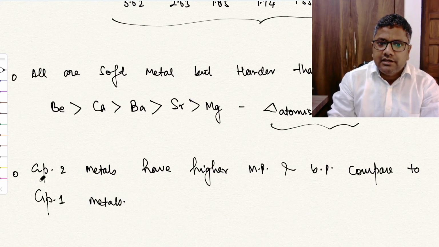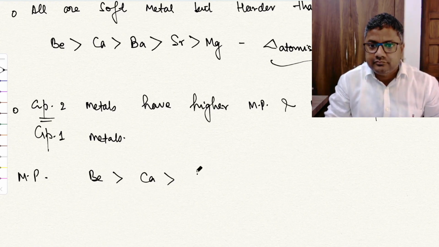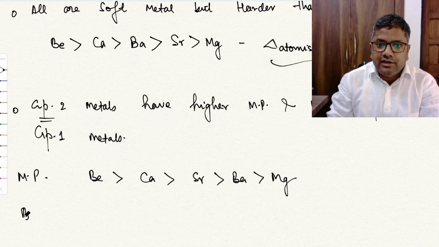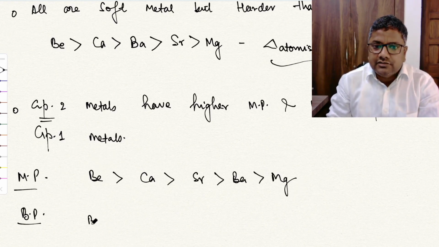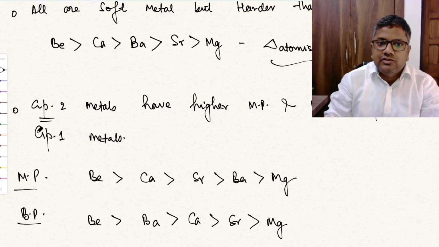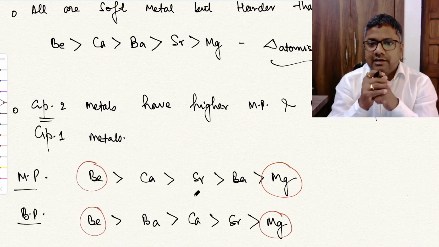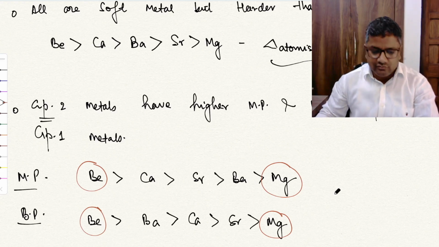metals. And in the same group, if we compare, the order of melting point is beryllium, then calcium, then strontium, then barium, and then magnesium. And boiling point order also has no regular pattern, but you will find that beryllium is highest and magnesium is lowest, right? So beryllium, then barium, then calcium, strontium, and magnesium. So you can see here that these two are fixed, means magnesium is the lowest and beryllium is the highest. Calcium, strontium, barium were changing, right? So this is the melting point and boiling point of this group metals.